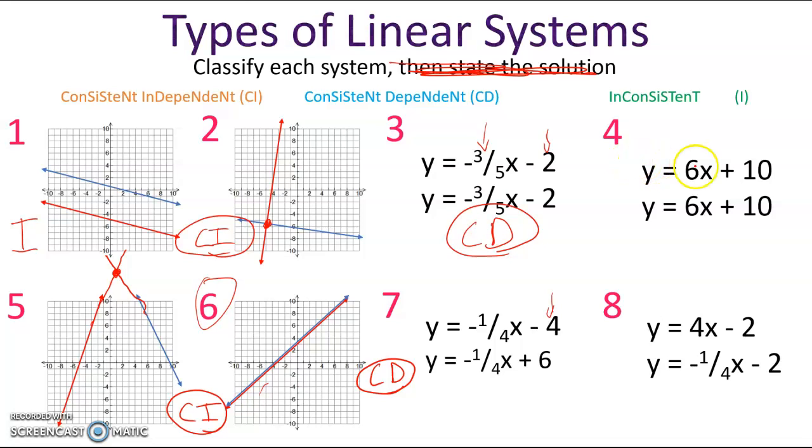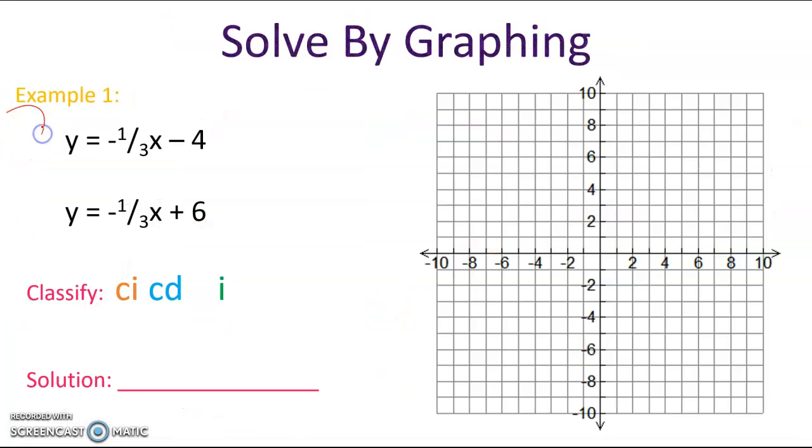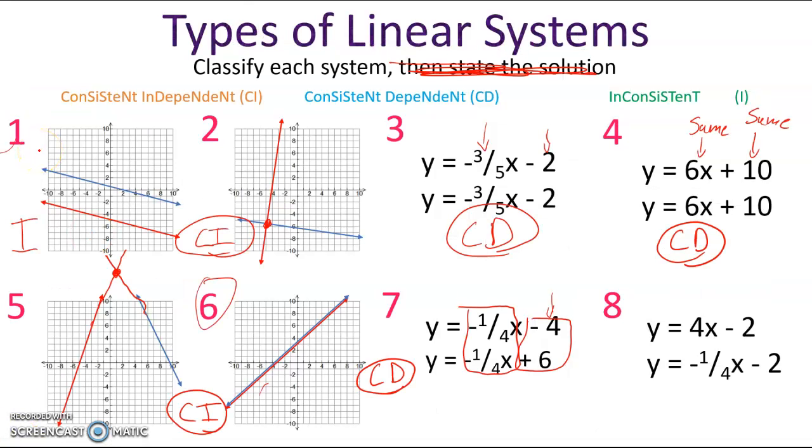Same for number 4: same slope, same y-intercept. These are the same lines, so this is going to be a consistent dependent system of equations. Going down to number 7, look at that. We have the same slope, but different y-intercepts. This system is going to look a lot like number 1. It has the same slope but different intercepts, so it is going to be an inconsistent system. And last but not least, for number 8, we can tell automatically that these are different slopes.